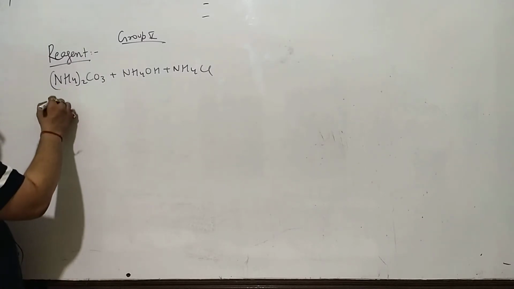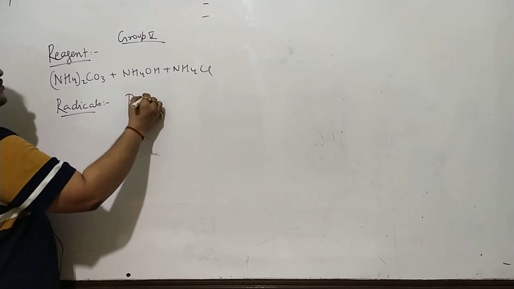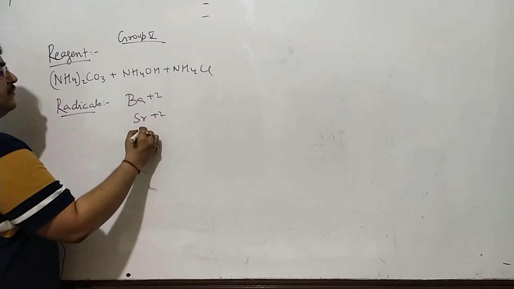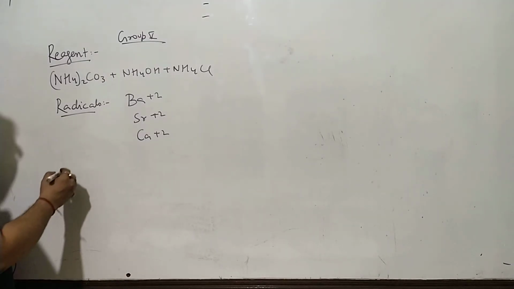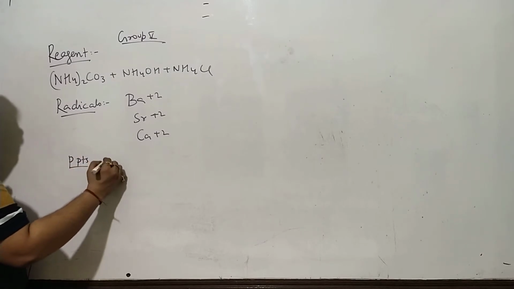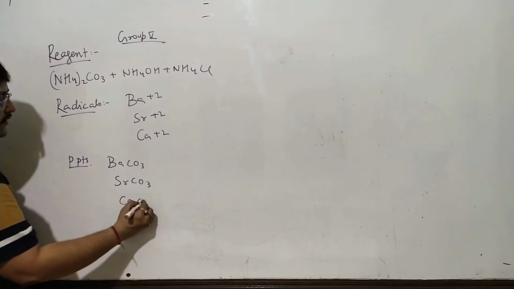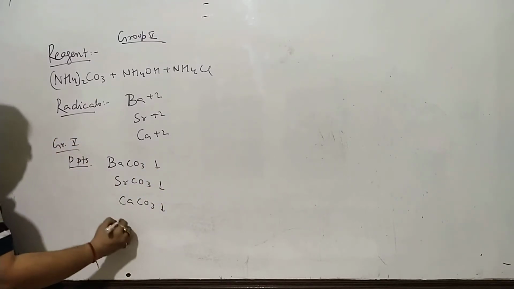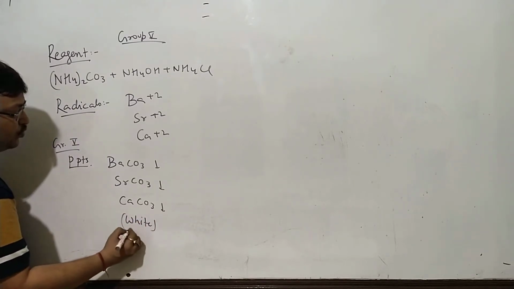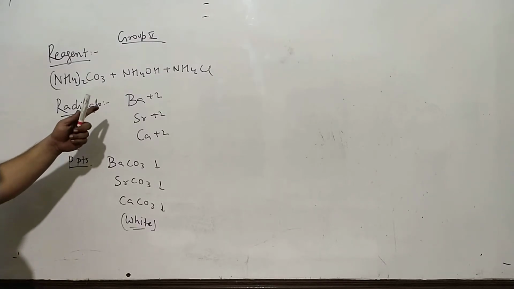Ammonium carbonate. The radicals are closely related: barium, calcium, strontium, all three of group 2, alkaline earth metals. And naturally the precipitates are barium carbonate, strontium carbonate, calcium carbonate. These are group 5 precipitates. All white, all the 3 are white. Carbonates, group 2 carbonates, white in color. So group 5 contains 3 radicals, barium, strontium, calcium, 3 white precipitates.